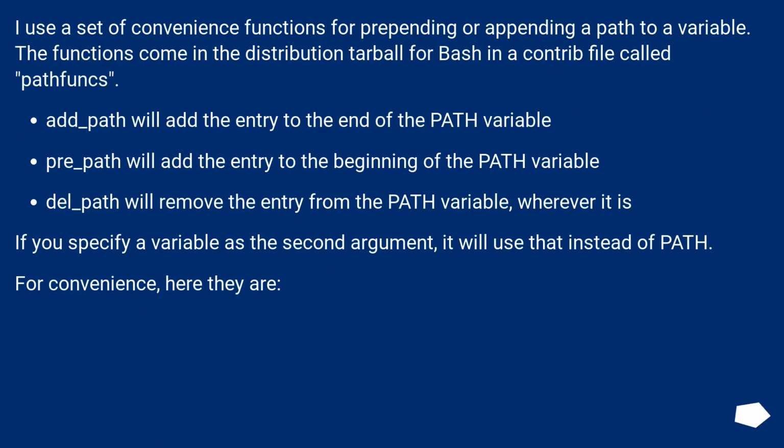I use a set of convenience functions for prepending or appending a path to a variable. The functions come in the distribution tarball for bash in a contrib file called pathfuncs. add_path will add the entry to the end of the path variable. pre_path will add the entry to the beginning of the path variable. del_path will remove the entry from the path variable, wherever it is. If you specify a variable as the second argument, it will use that instead of PATH. For convenience, here they are.